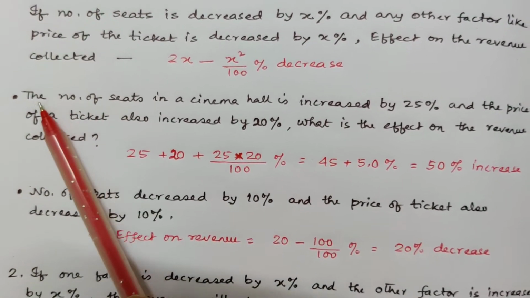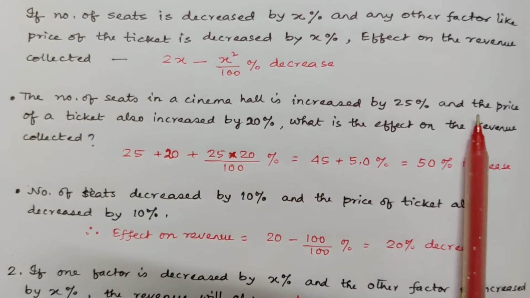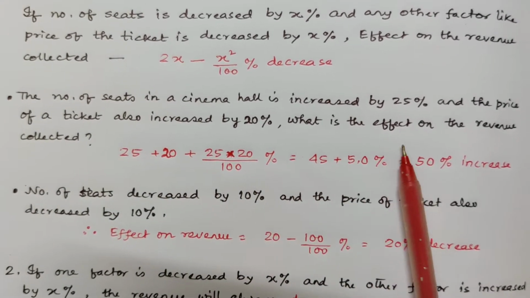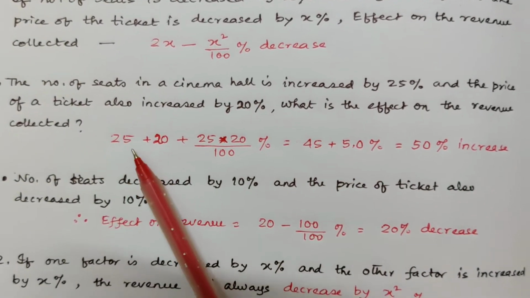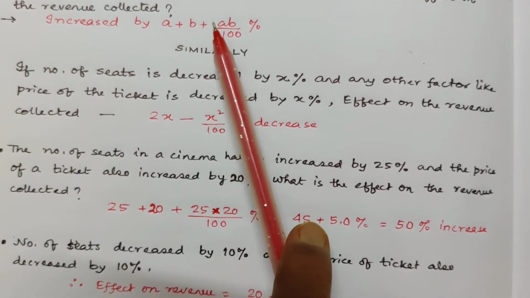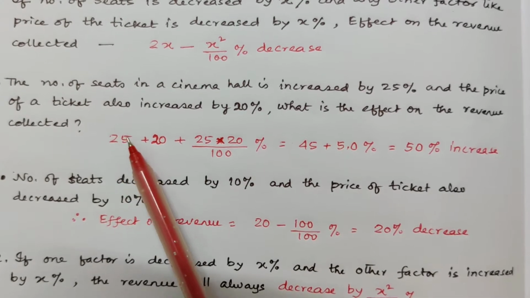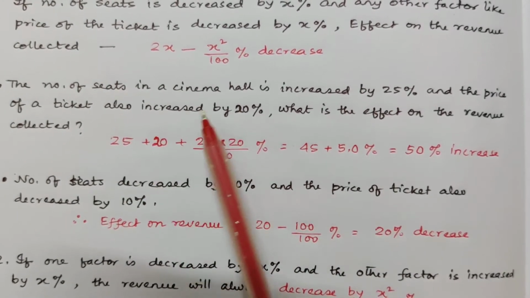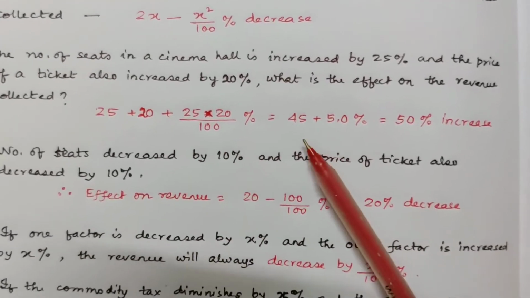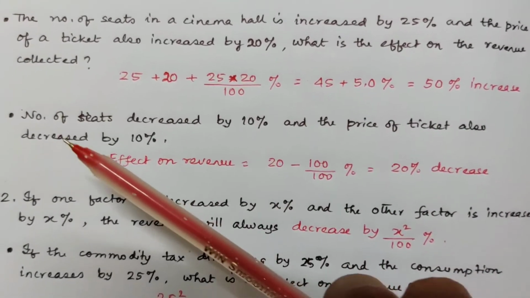Now we do a problem. The number of seats in a cinema hall is increased by 25% and the price of a ticket also increased by 20%. What is the effect on the revenue collected? Now, since we have to use this A plus B plus AB by 100, we are going to implement it over here. So 25 plus 20 plus 25 into 20 by 100. That is 45 plus 5%, that is a 50% increase.